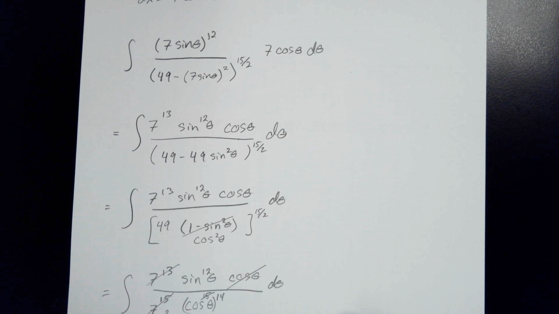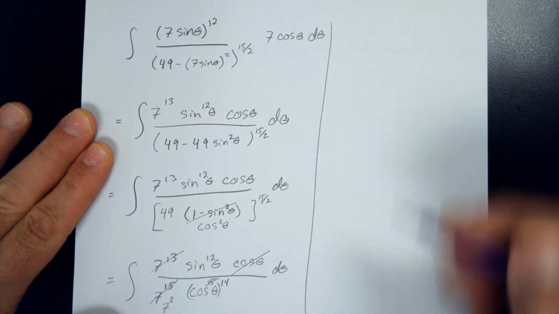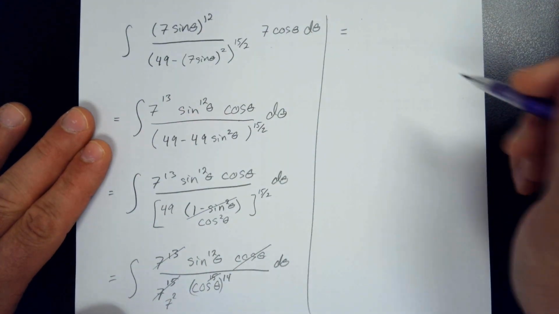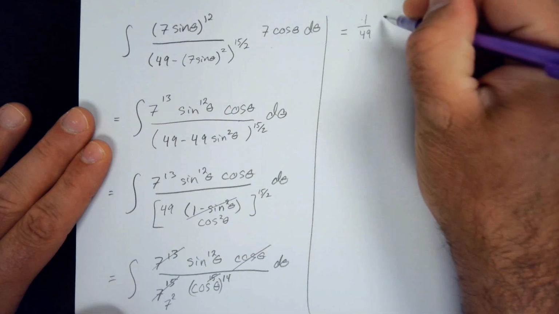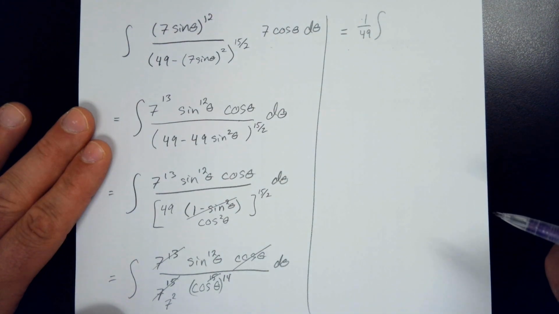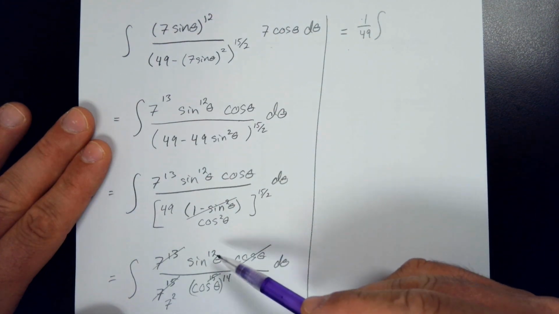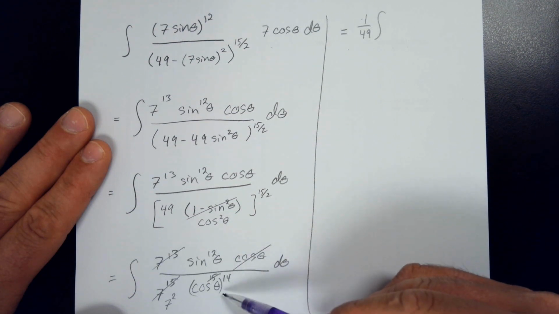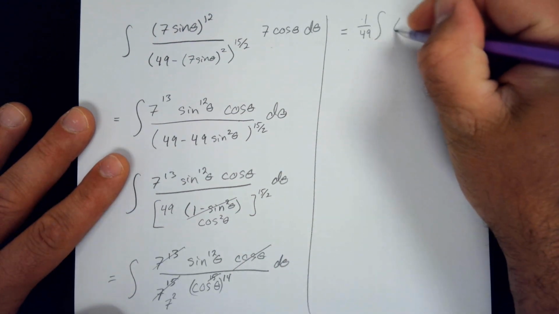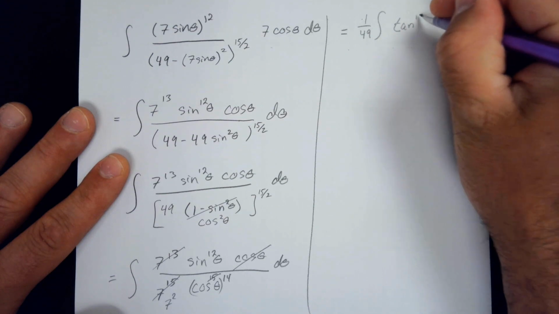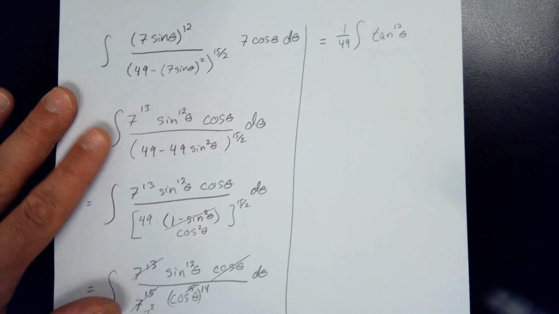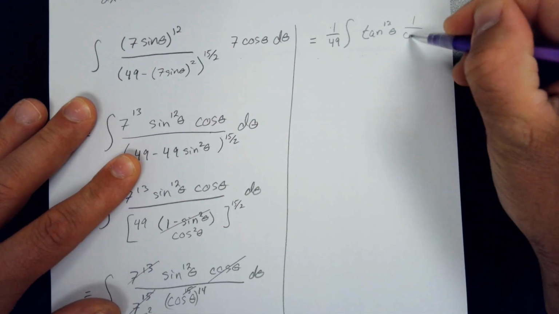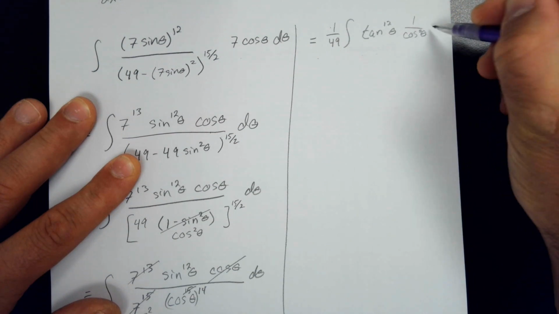So when I rewrite this, let's see what I get. Well, I have 2 sevens on the denominator, so that's 1 over 49, 1 over 7 squared. I can combine 12 of these sine thetas with 12 of these cosine thetas, and I have tangent to the 12th theta. That's 12 of the sines and 12 of the cosines. And what am I left with? I still have 2 cosines in the denominator. So 1 over cosine squared theta d theta.